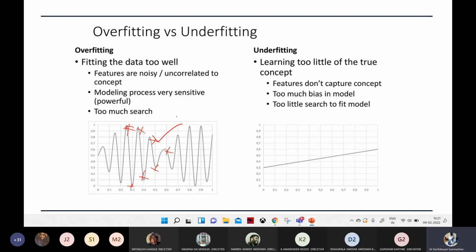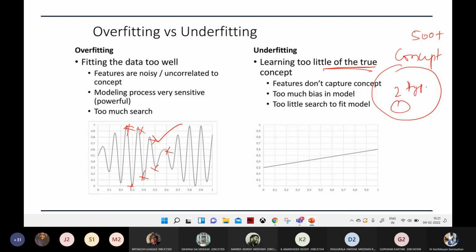Underfit meaning learning too little of the true concept. That is your underfit. So we are considering only two sets. Suppose assume this is your concept. Concept learning: you have 500 plus hypotheses, but you are taking only two hypotheses, one from positive, one from negative. Will they accept?